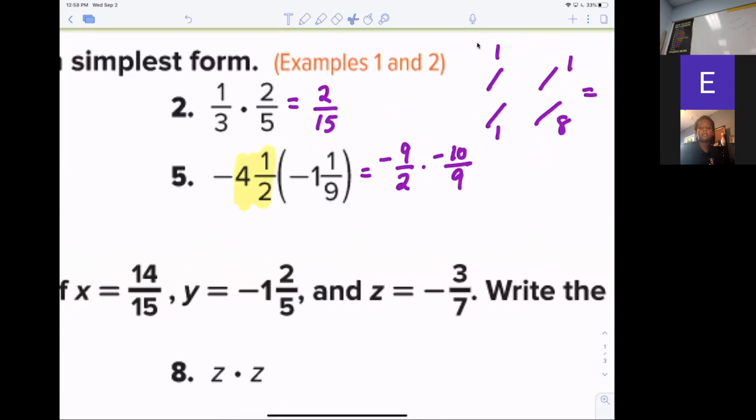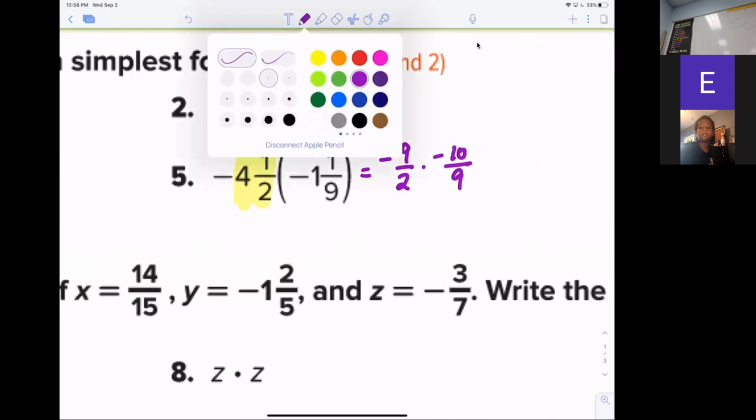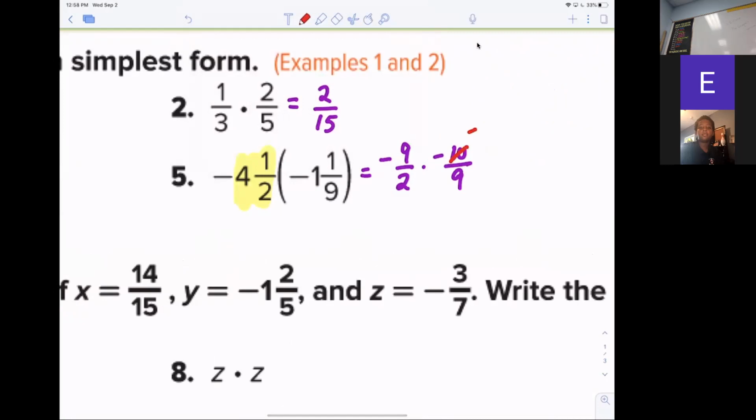90 over... no, we're not going to do that. You always got to see if you can reduce first. What can I reduce? You can reduce 10 to 5 and 1. Good job. And then 9 to 1. Good job. So the final answer is 5 over 1, which we always would just say as 5. Right?